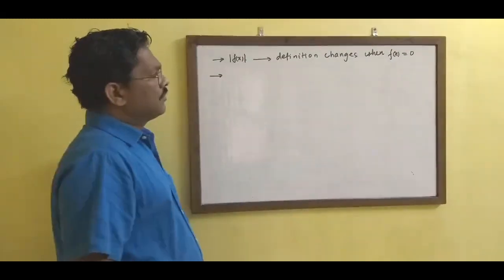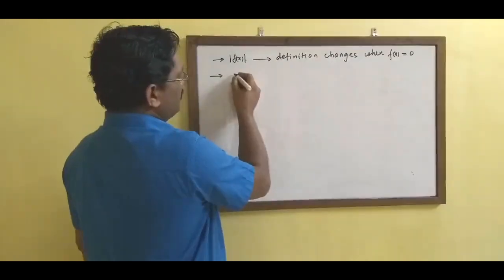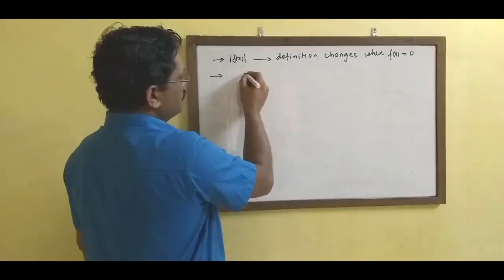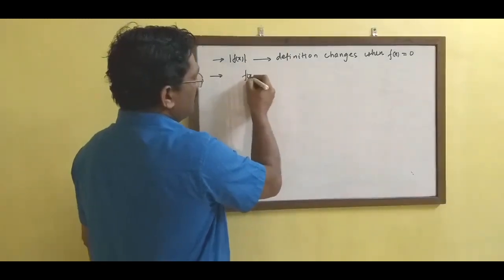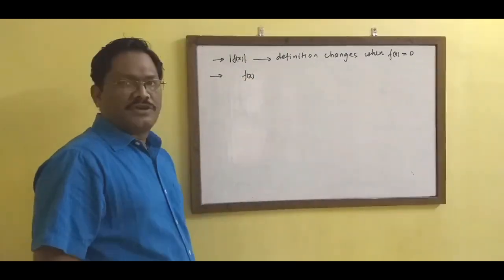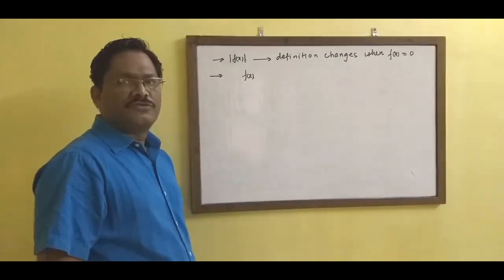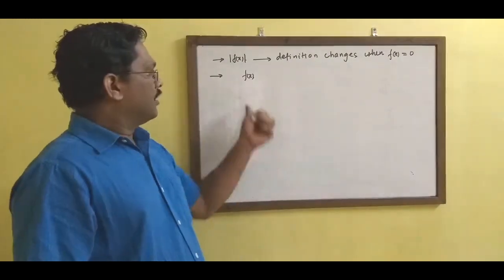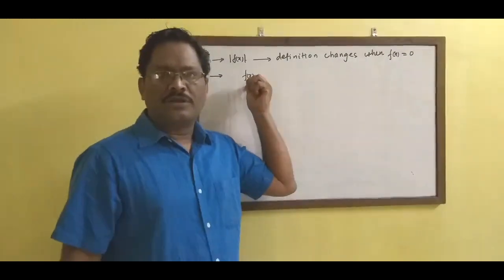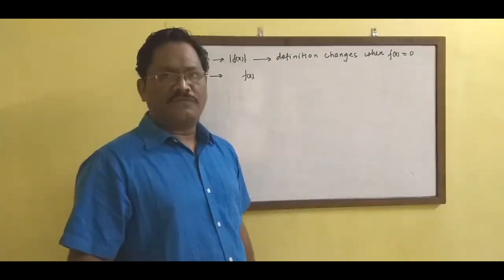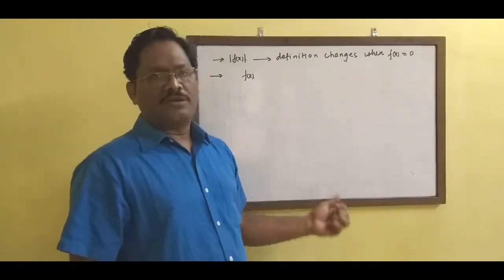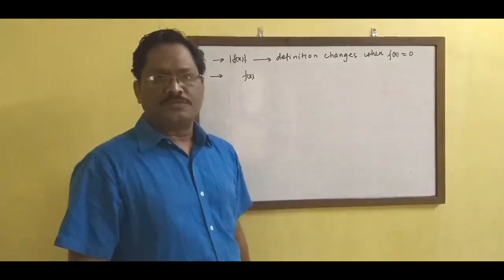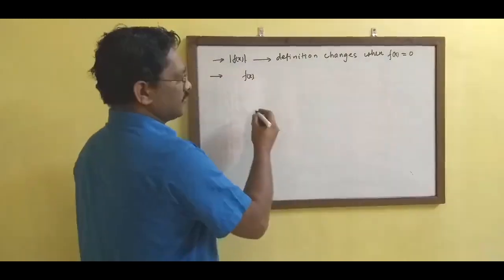Now, if the graph of f(x) is given, then we can draw the graph of mod f(x), by just taking the mirror image of the part of f(x) which is below the x-axis over the x-axis. I'll repeat it once again. If the graph of f(x) is given, then the graph of mod f(x) can be obtained by taking the mirror image of the part of f(x) which is below the x-axis over the x-axis.